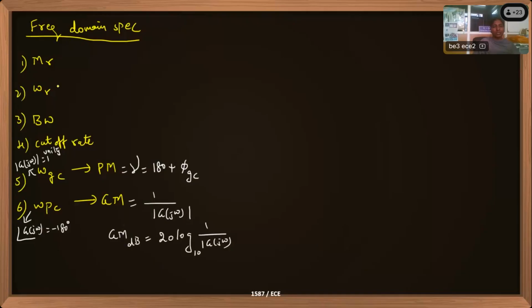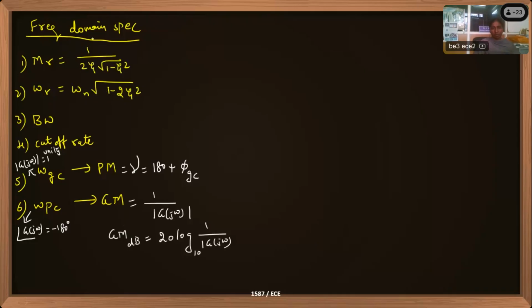Now coming to the resonant frequency: omega r equals omega n into square root of 1 minus 2 eta square. Omega n is the natural frequency, omega r is the resonant frequency, eta is the damping ratio. They may give you the omega n and eta values, and you find omega r. And the resonant peak formula is 1 by 2 eta square root of 1 minus eta square.